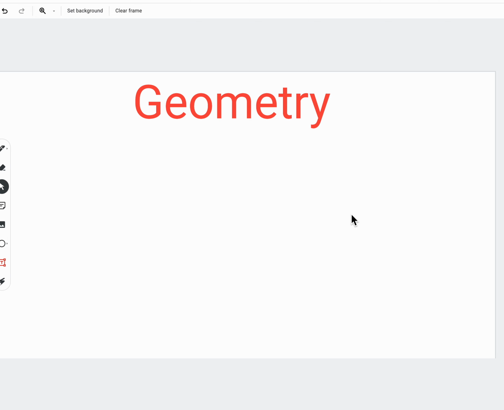This will be our introduction to the foundational concepts of geometry. Here we'll take a look at perimeter first. The perimeter, by the way, is the distance around the outside of any figure.